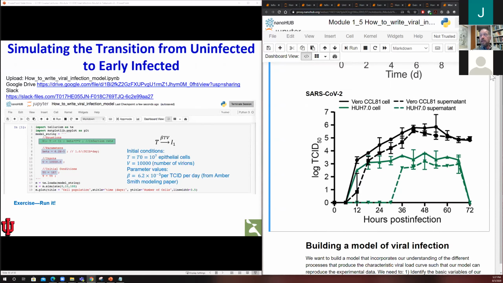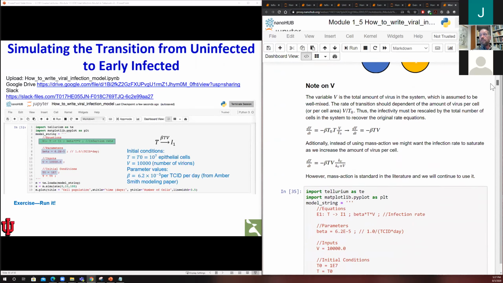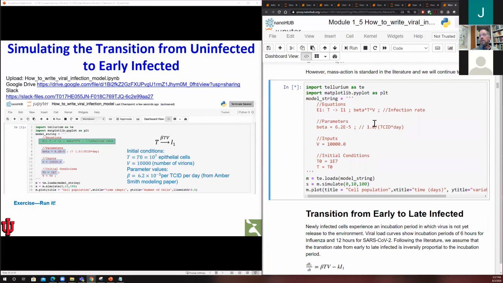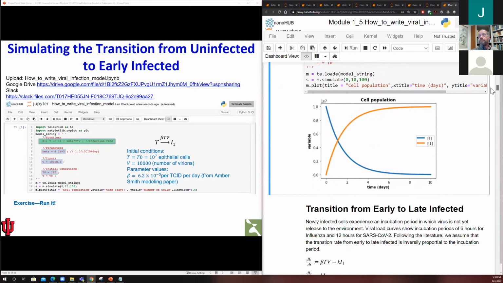Does anybody else need more time to get things working? I think everybody's got it. So this is the simulation that we just ran. It's notebook cell number 35. Why don't we all navigate to that? And let's hit Control Enter to run it. And we get our cell population. All right, so we've recovered exactly what we did before, nothing additional.